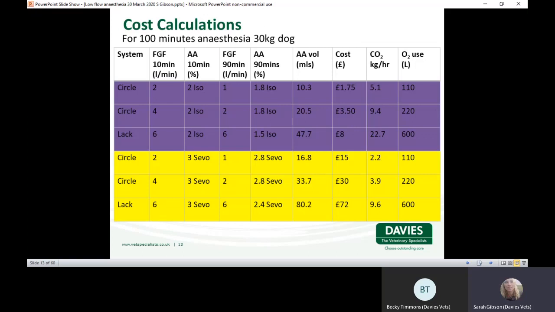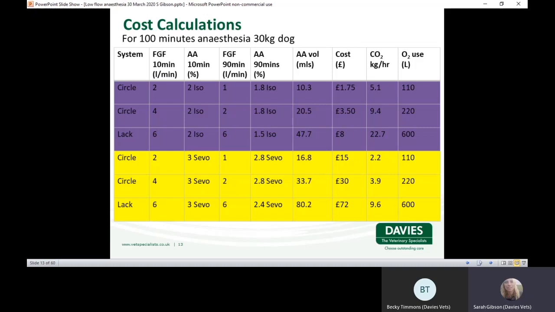So this table shows some different scenarios for the same dog depending on what anaesthetic agent we're using, and it's just useful for reference. So the purple at the top is isoflurane and the yellow rows are sevoflurane. So for each agent there are 3 different situations.